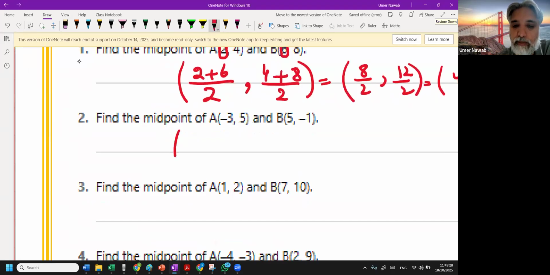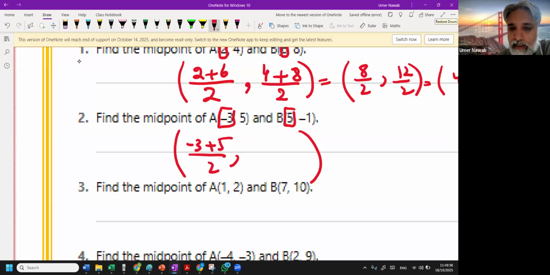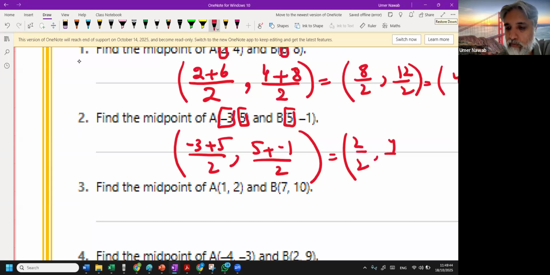Now I want to find the midpoint of AB where the x coordinate is -3 and this x coordinate is 5. So I'm going to write (-3 plus 5) whole over 2, and here is (5 plus -1) over 2. What is the answer? 2 over 2, and this is 4 over 2, and the answer is 1 comma 2.